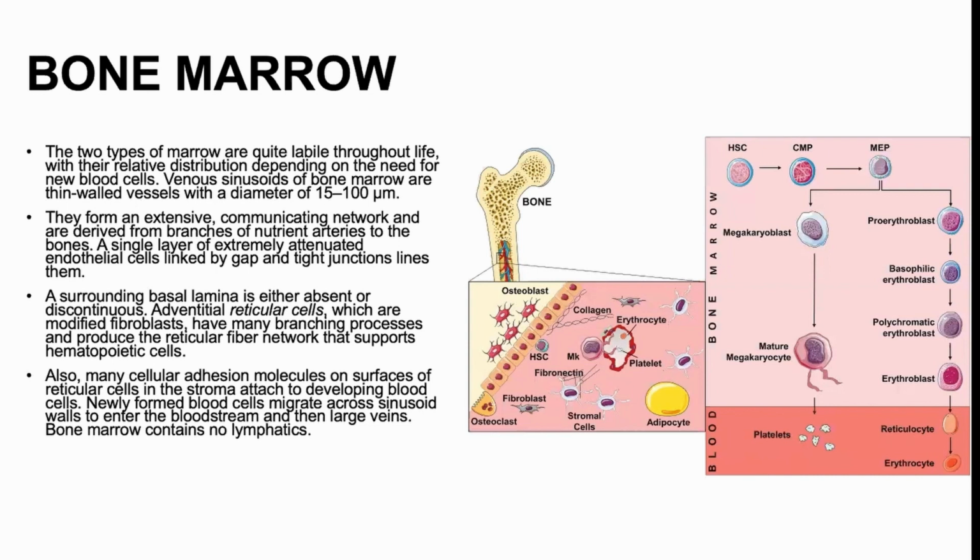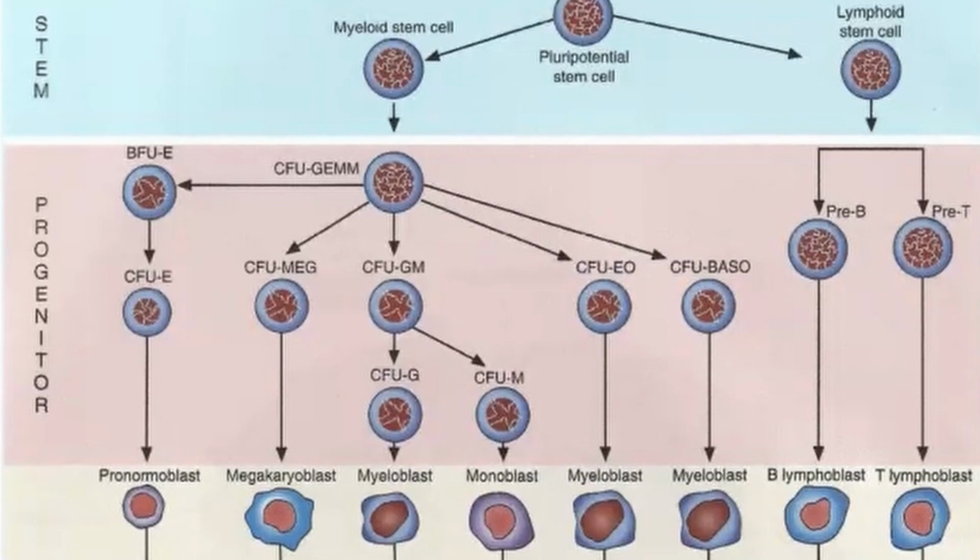You have adhesion molecules on the reticular cells, and the newly formed blood cells migrate across the sinusoid walls to enter the bloodstream and then large veins. So this is just showing more like the pluripotent stem cell.